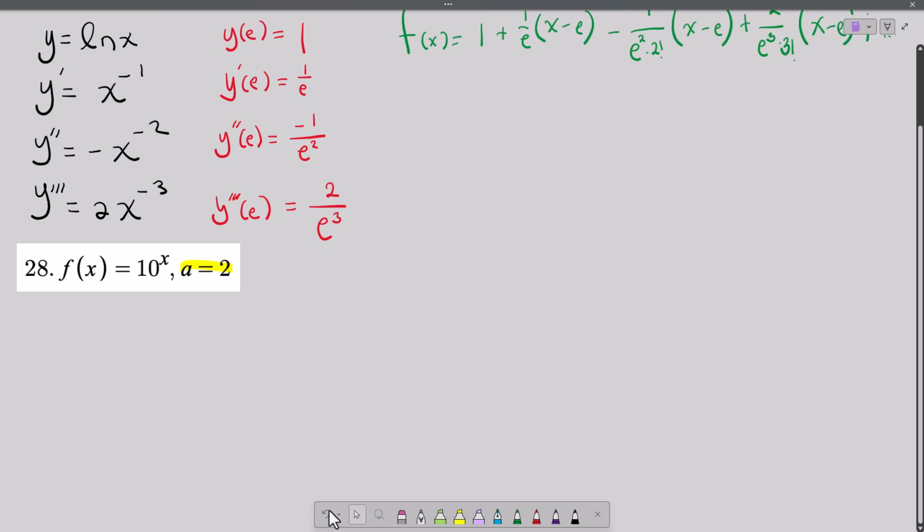All right, you all try this one. f of x equals 10 to the x. So same thing we just did up there.